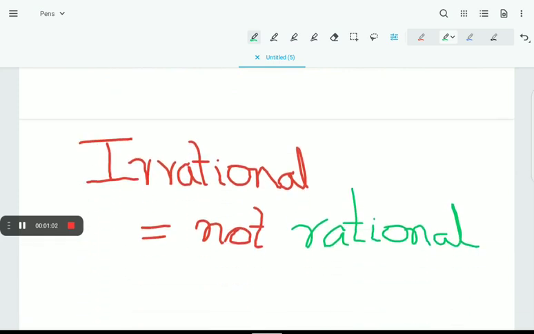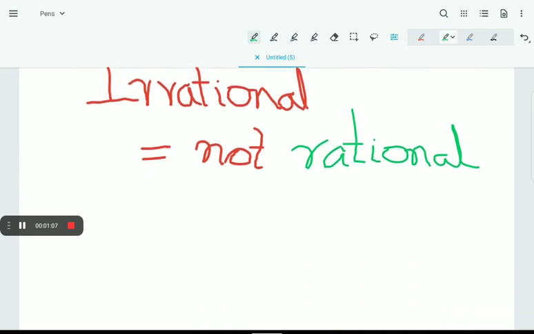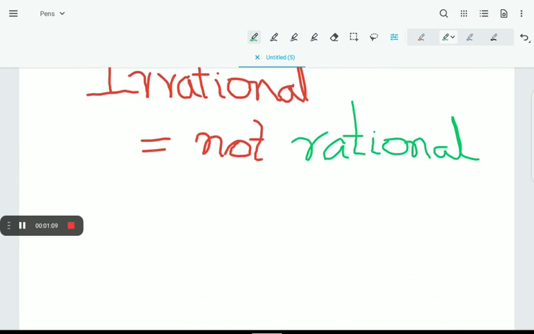Then what should be irrational? Well, these are numbers that are not rational and they have decimal expansion.